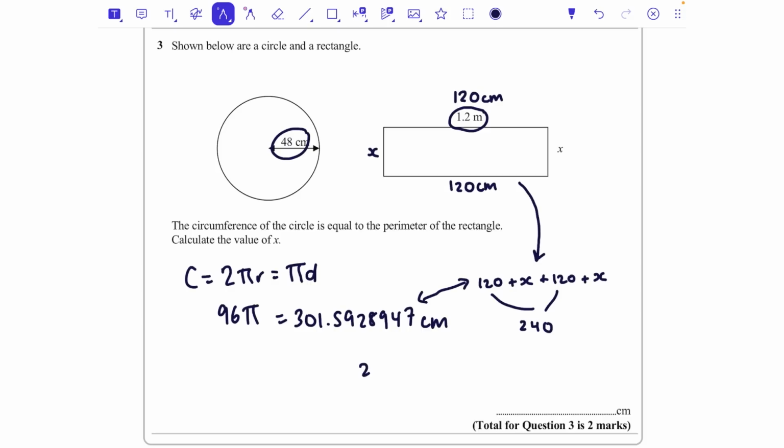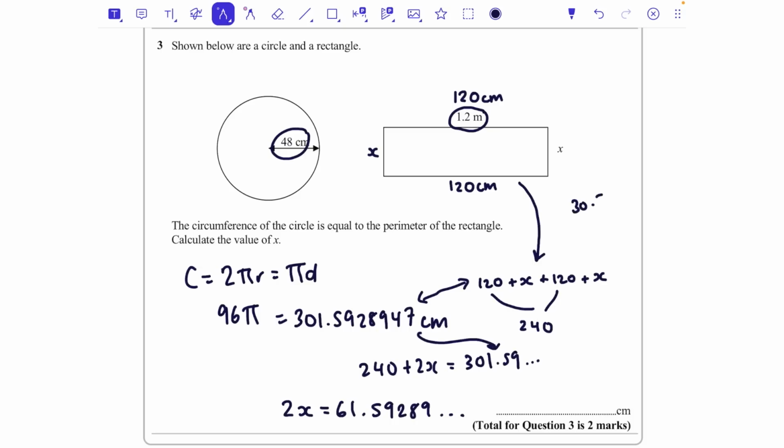So we know 240 add 2x equals 301.59, this number here. So I'm going to take 240 away from 301.59. That gives me 61.59. So 2x equals 61.59289. And then we're going to take that answer and divide it by 2. 30.79644, and we'll round that to 1 decimal place. So 30.8 would be our answer there.